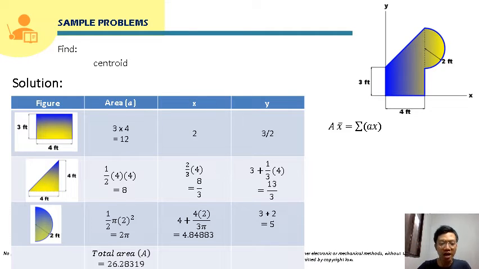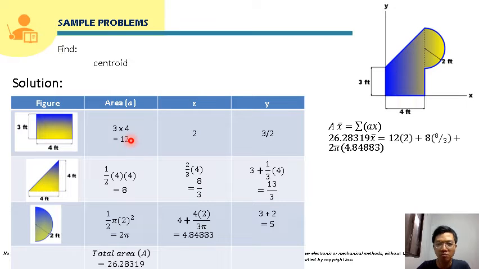So for the total area, we will just sum up 12, 8, and 2 pi. So this will be 26.28319. Okay, so that will be the total area. Now for the x bar, that is unknown, and then summation of all the area times its respective x coordinate.